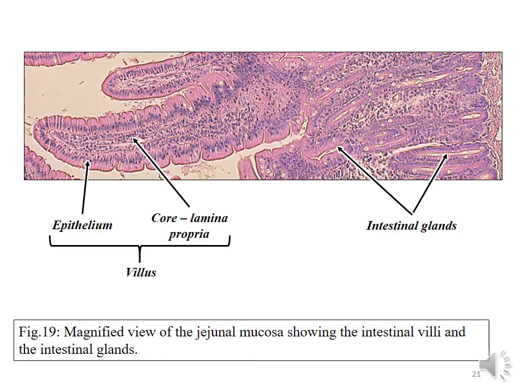For a magnified view, here we have a villus. Of course, it's formed of epithelium, and the epithelium is simple columnar epithelium. And this is the core of the villus, which is the lamina propria with all of its content. Between the villi, reaching deep down, we have the intestinal glands. All these are the intestinal glands with their various cells.